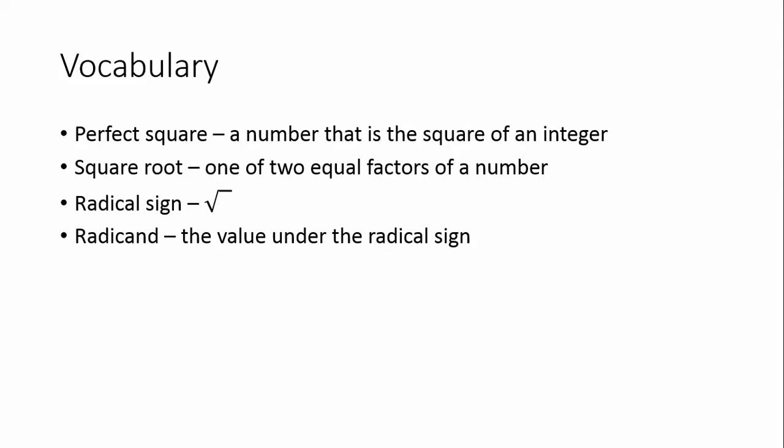A perfect square is a number that is the square of an integer. And a square root is one of two equal factors of a number. The radical sign is what you see when you're asked to take the square root of a number, and the radicand is the value that's under the radical sign. Please make sure you have these definitions in your notes.